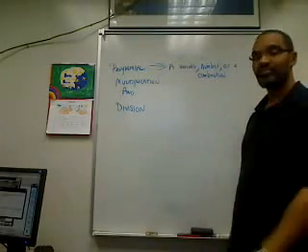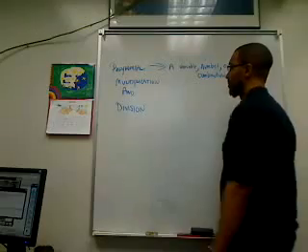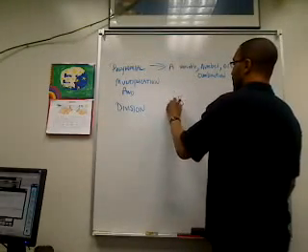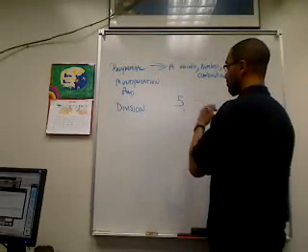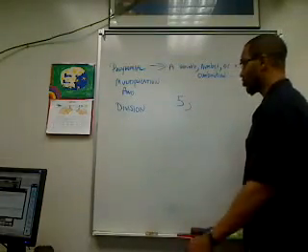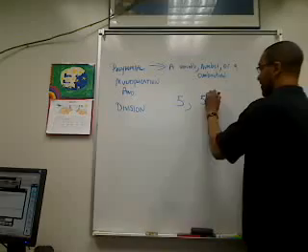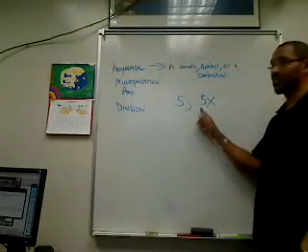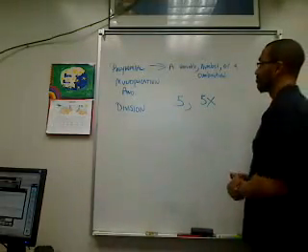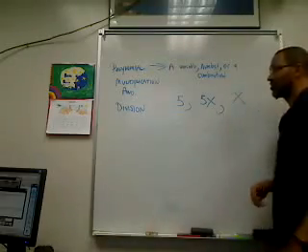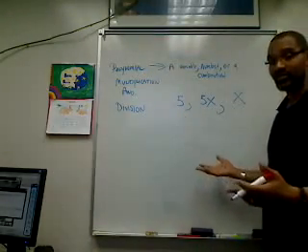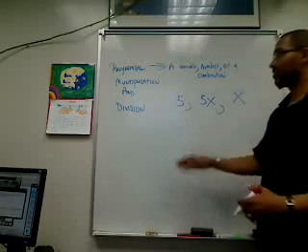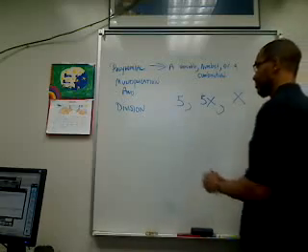A combination. For instance, 5, this is a number, or you may have 5x, a combination of a number and a variable, or just x. Either one of these are terms. Terms together make polynomials.